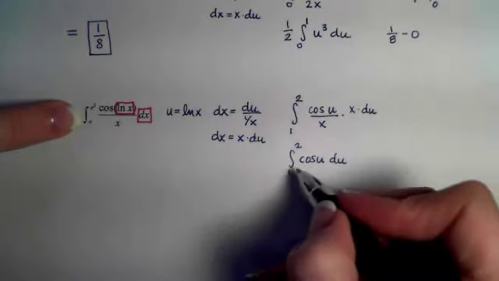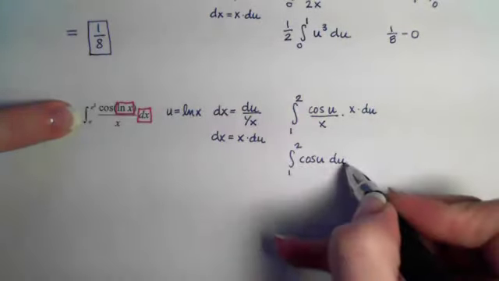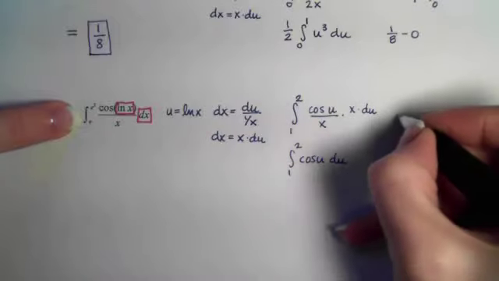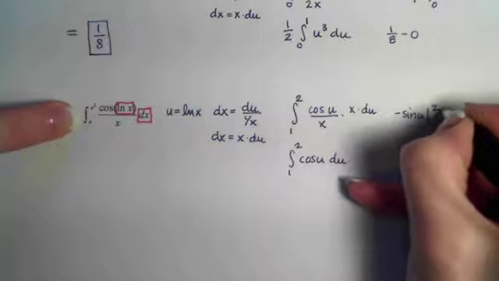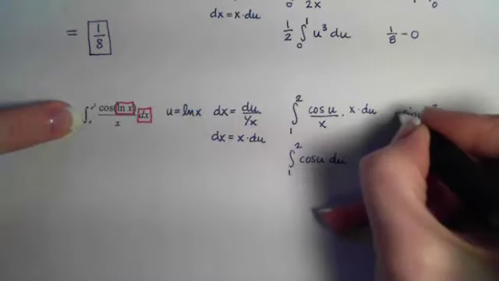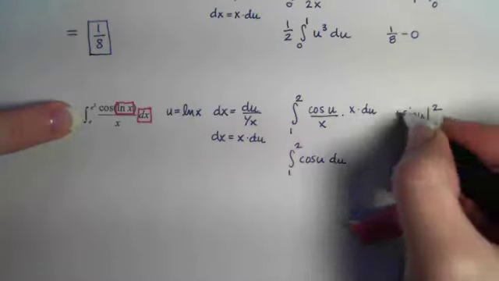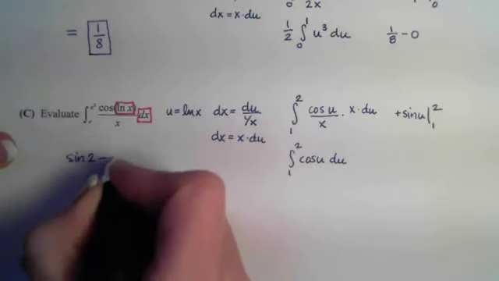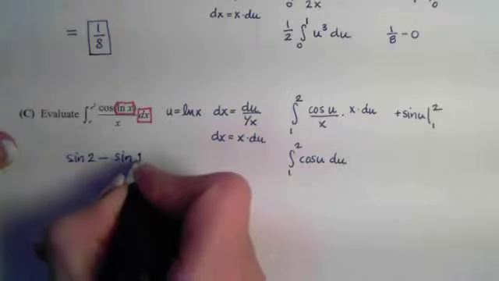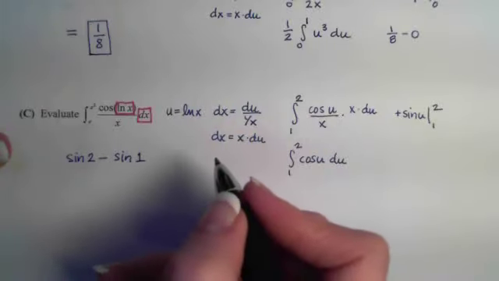What did I take the derivative of with respect to u that gave me cosine? That's a negative sine of u from 1 to 2. So I plug, not negative, positive sine of u. So I plug my 2 in, that gives me a sine of 2, and then I plug in my 1. And I am finished.